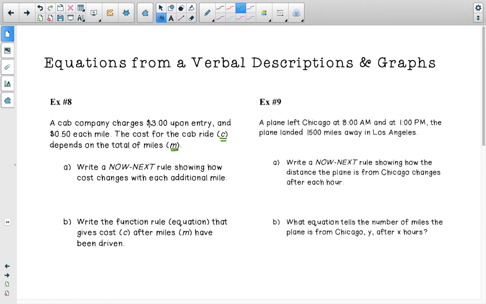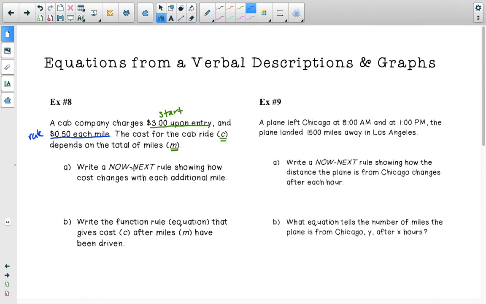Cab company charges $3 upon entry. This tells you that that is a flat rate, that no matter what, we will be charged $3. This is the value that we start with. This would be our y-intercept. Then it charges 50 cents each mile. Because it has that word each, it lets us know we're going to use this for per, for every. This is our rate. We now know what our y-intercept, our starting value, is, and what our rate is.